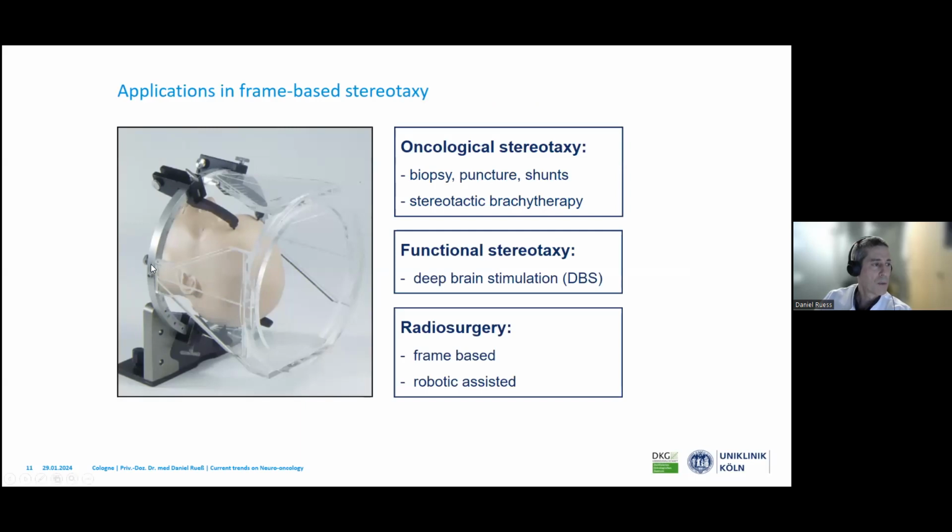Now, that's what we can do with a frame like that. We can do oncological treatments, but also functional stereotaxy like deep brain stimulation, or also radiosurgery, which is sometimes also frame-based possible. So I will talk in the next slides about oncological stereotaxy, mainly biopsy, puncture, shunts, and I will also show you stereotactic brachytherapy, which I think not everybody is familiar with.